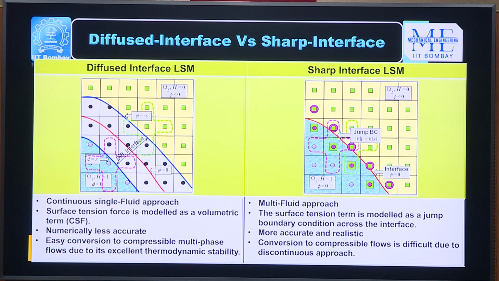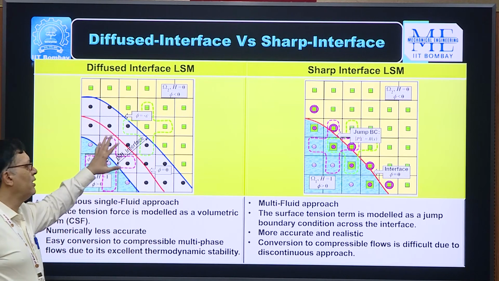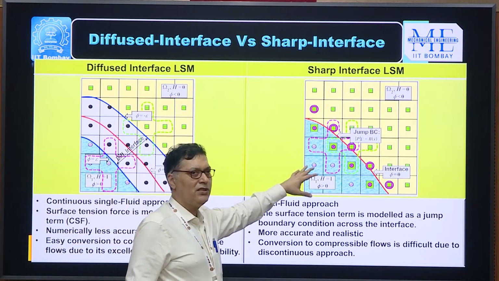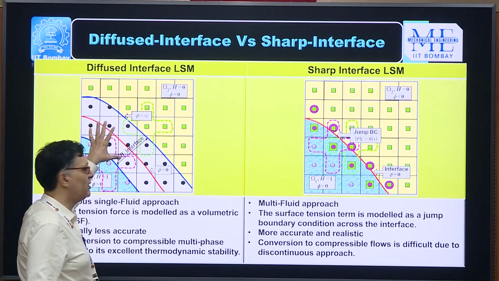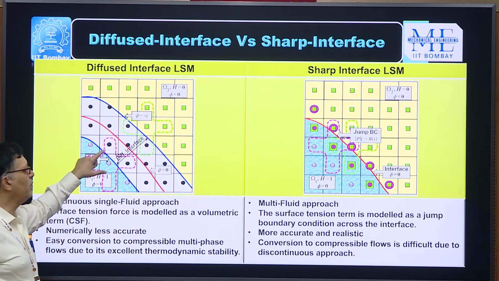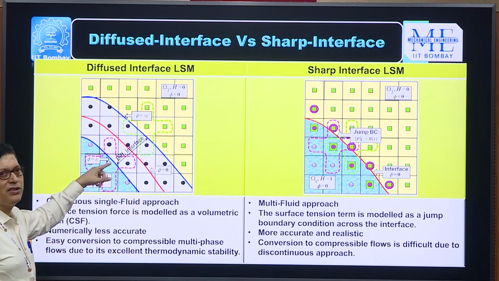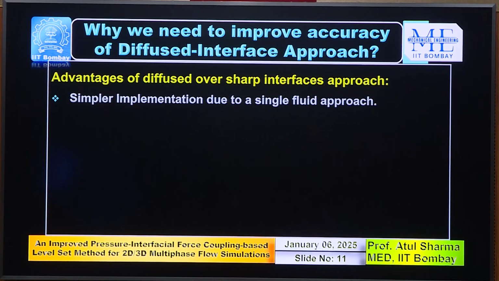Before, I emphasized models that treat surface tension as a volumetric force. This model treats surface tension as a surface force. Today I am presenting a method in the diffused interface formulation, but I am coming up with a formulation where I apply surface tension as a surface force. And then I will show you a series of test cases, 2D as well as 3D, and demonstrate the effectiveness of the improved diffused interface level sets.